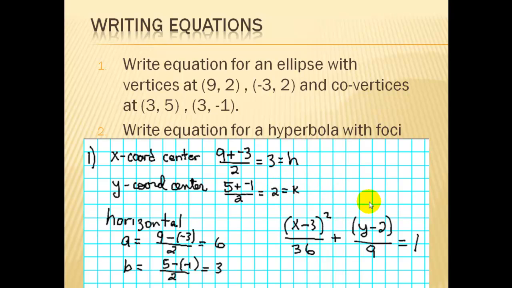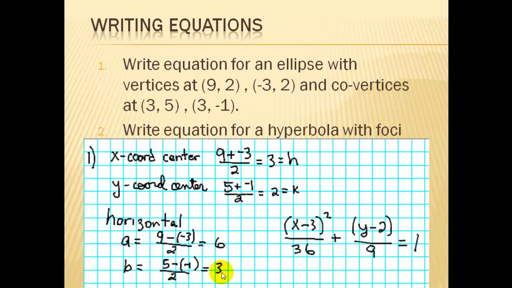Now we need to figure out our a value. If you remember from ellipses, the distance between the 2 vertices is 2 times a. So if we find the distance between these 2 points, now we could use the full distance formula, but since they are horizontal to each other, we can just subtract the x coordinates to get 2 times a. So I have to divide that by 2. So my a is 6. And likewise, half the distance between the co-vertices is our b.